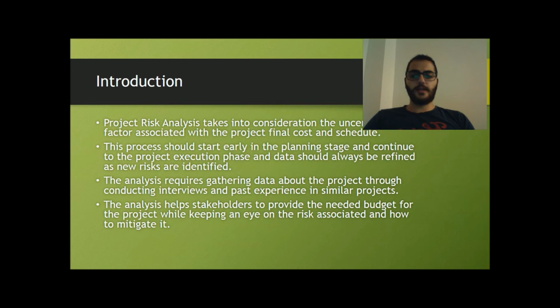First, project risk analysis takes into consideration the uncertainty factor associated with the project's final cost and schedule. This process starts early on in the planning stage and continues to the project execution phase, and data should always be refined as new risks are identified. The analysis requires gathering data about the project through conducting interviews and past experience in similar projects. The analysis helps stakeholders to provide the needed budget for the project while keeping an eye on the risk associated and how to mitigate it.